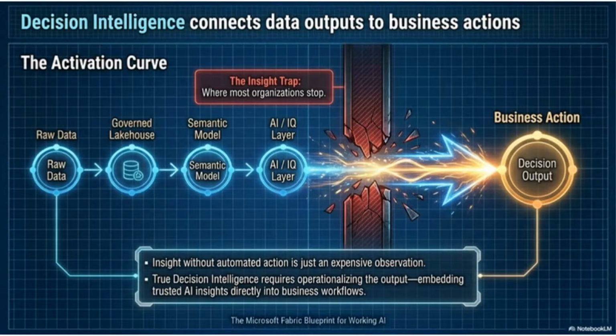So your activation curve, so the insight trap where, again, most organizations stop, and we want to go from raw data to governed lakehouse to semantic model to AI IQ layer, and then have this insight. So where they stop is the insight without automated action. So it just becomes an expensive observation, whereas true decision intelligence requires operationalizing the output, embedding trusted AI insights directly into business workflows.